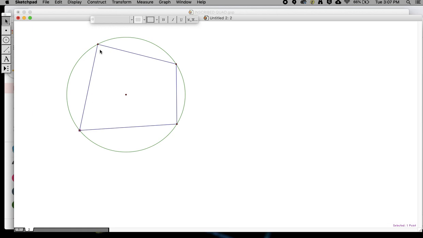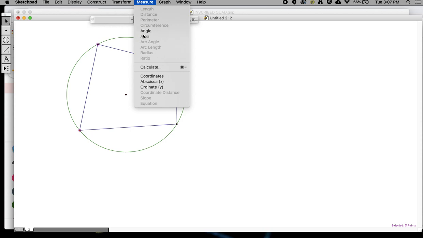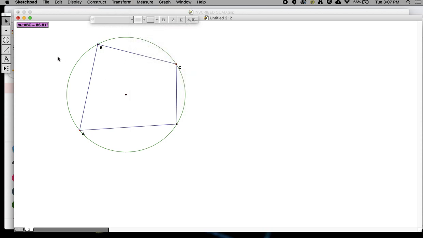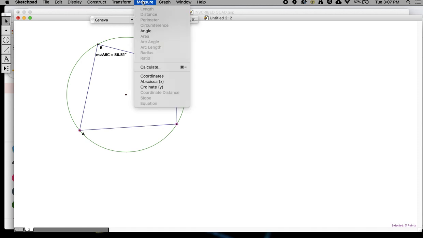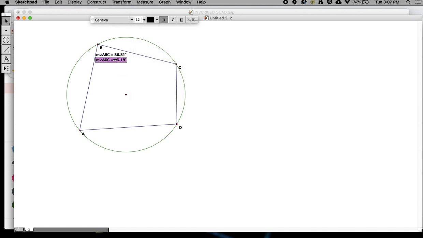So if I were to measure that angle, I can go up here and hit measure angle. It's going to be 86.81 degrees, which I'm going to put here. And then I'm going to measure his friend on the opposite side, this guy here, and I'm going to hit measure, angle, and do this guy here.